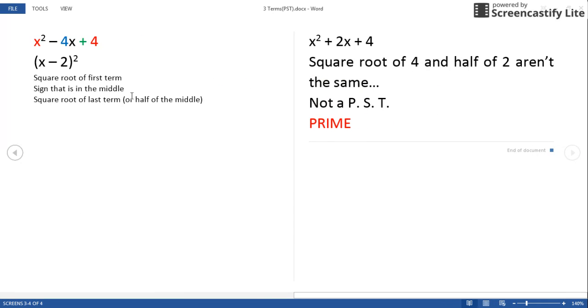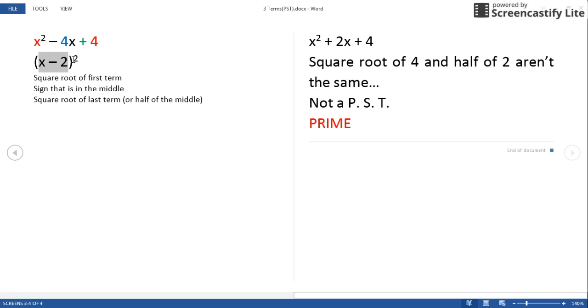Let's look at another. Here, there is a square on the front. There is a square on the back. A positive at the back with an even middle term. Let's take the square root of the first one, then the sign that's in the middle, and half of this middle term or square root of the back. Either way, half of 4 is 2, square root of 4 is 2. Either way, we get to 2.